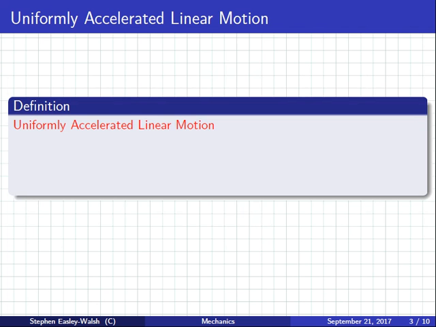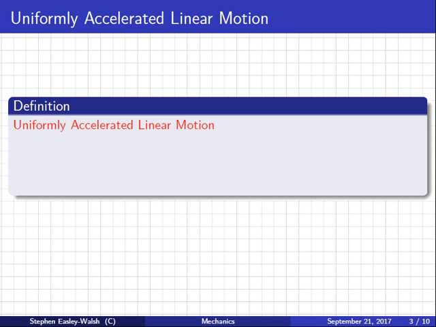Let's be precise now. Uniformly accelerated linear motion. What type of motion is that? So let's look at each word. Uniformly. What does that mean? Constant. Accelerated. Increasing in speed. Has an acceleration.